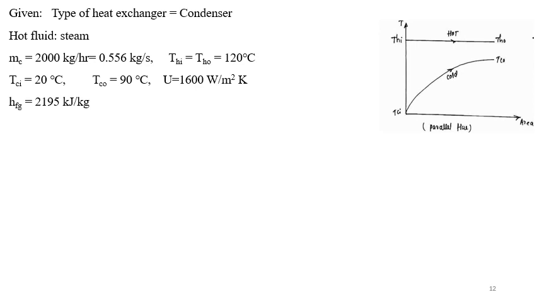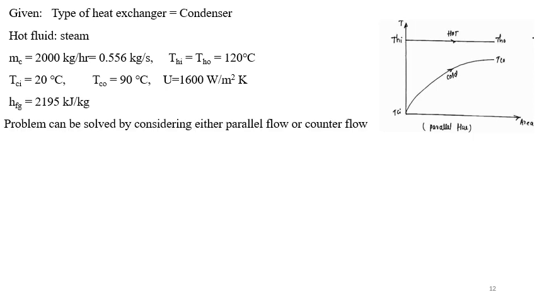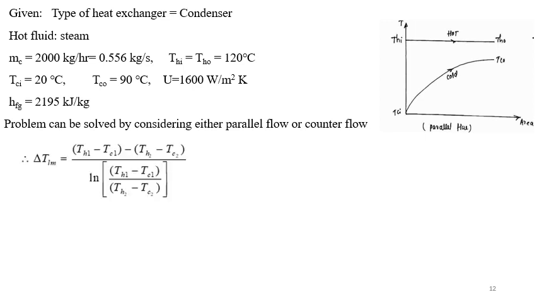These are the given data, and we know the temperature profile for a condenser. This is the temperature profile. So THI is equal to TH naught from inlet to outlet, and the hot fluid is giving its latent heat to the cold fluid. This problem can be solved by considering either parallel flow or counter flow. For calculating LMTD, LMTD is (TH1 minus TC1) minus (TH2 minus TC2) divided by ln of (TH1 minus TC1) divided by (TH2 minus TC2). Equate all the values here and calculate delta TLM.